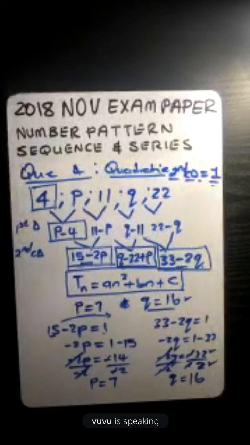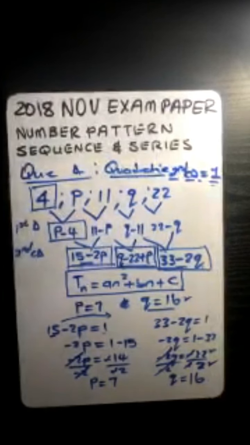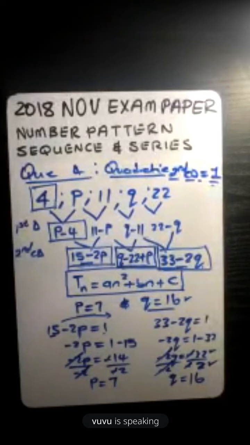Sir, we proved that our p is equals to 7. So now if we decide to take the P and substitute it into the Q minus 22 plus P, then solve for Q, will we lose a mark? No. You won't lose the mark, and tell me why you won't lose the mark.